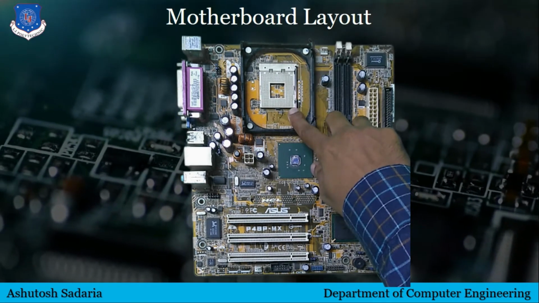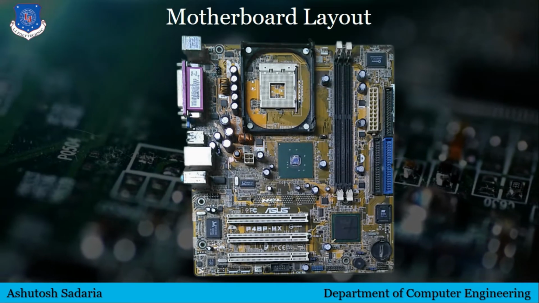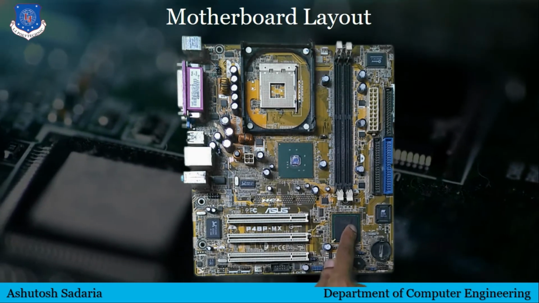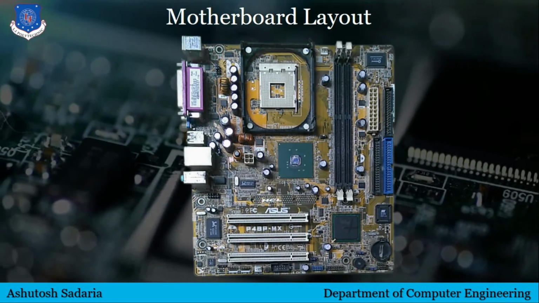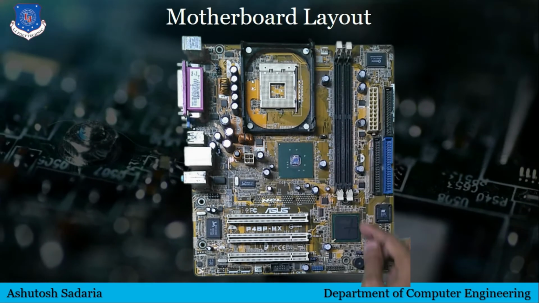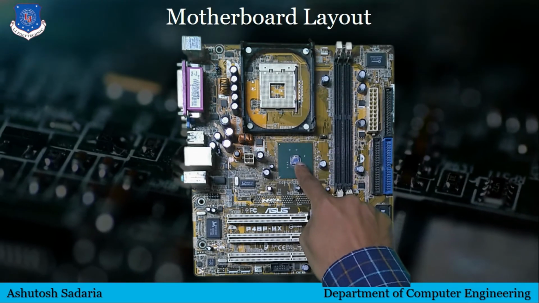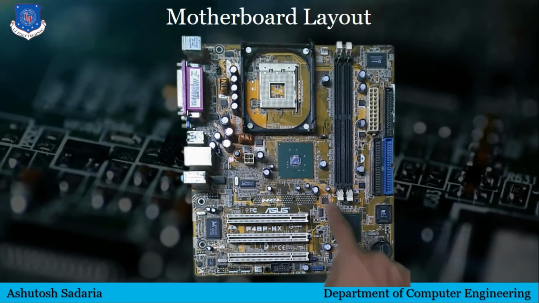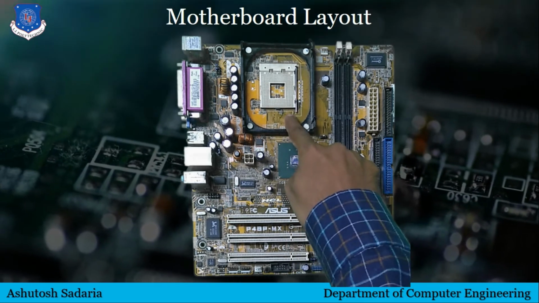On this socket you can connect the processor. The processor is directly connected to this chip called North Bridge, and North Bridge is directly connected to South Bridge. Combining North Bridge and South Bridge, you make a chipset. The chipset is divided into North Bridge and South Bridge. The South Bridge is not directly connected to the processor, it is connected via North Bridge to the processor.